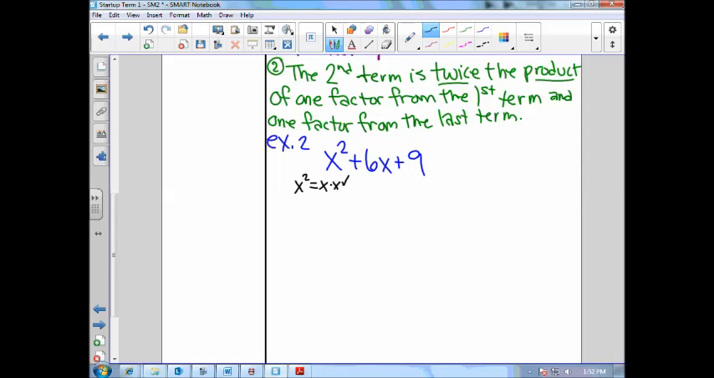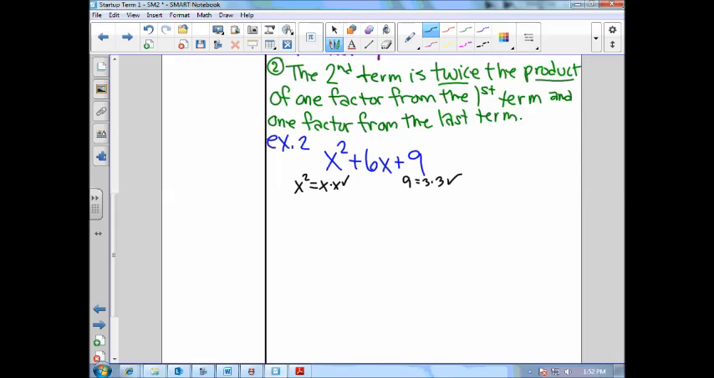Alejandra, is 9 a perfect square? Or, I'm sorry, it's Evelyn. Alejandra's your neighbor and she's not here. Evelyn, is 9 a perfect square? Okay, what times itself is 9? 3 times 3, right? So we write 9 is a perfect square because 3 times 3.